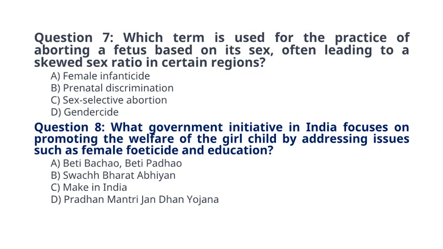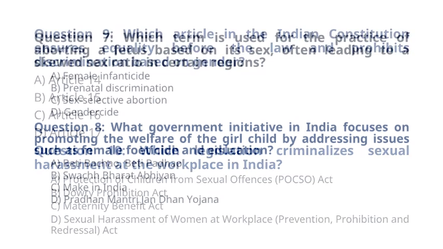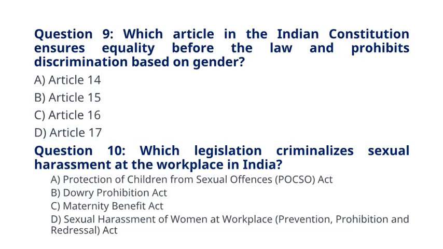Beti Bachao, Beti Padhao. Question 9. Which article in the Indian Constitution ensures equality before the law and prohibits discrimination based on gender? A. Article 14. B. Article 15. C. Article 16. D. Article 17. The correct answer for question 9 is option B.